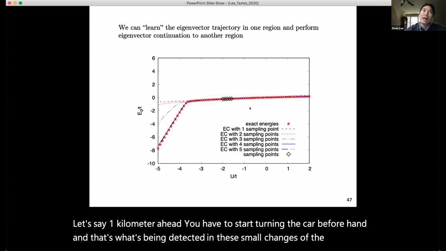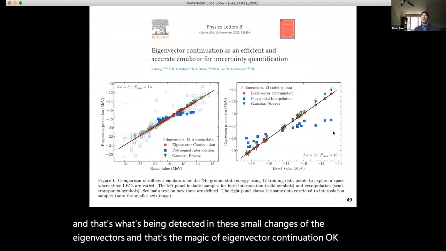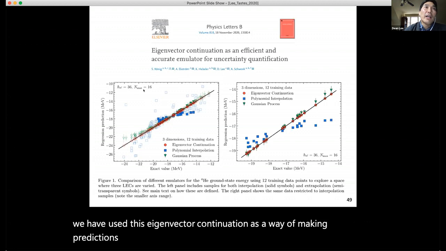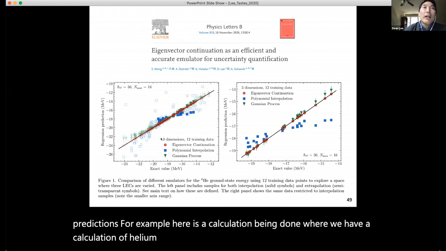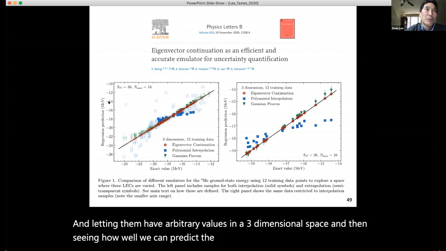And that's the magic of eigenvector continuation. OK, so now we've used this eigenvector continuation as a way of making predictions. For example, here is a calculation being done where we have a calculation of helium-4 with unknown coupling. So we take three coupling constants and let them have arbitrary values in a three-dimensional space, and then see how well we can predict the exact value versus the prediction.